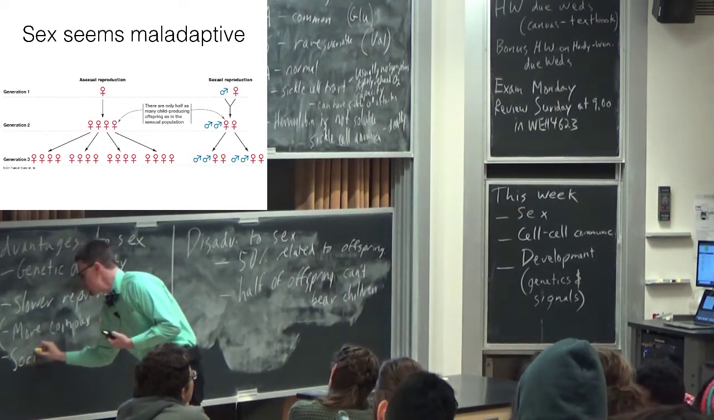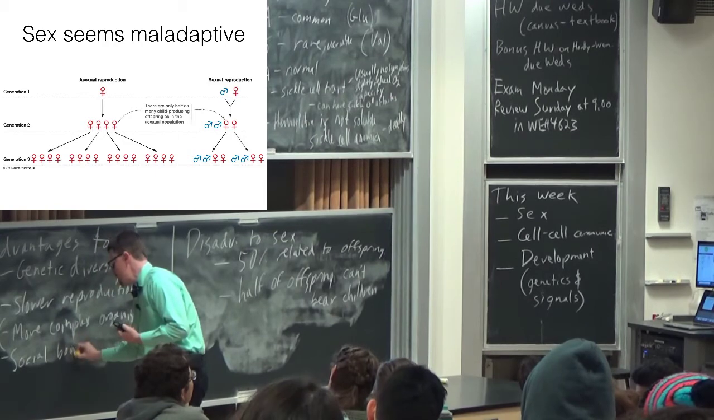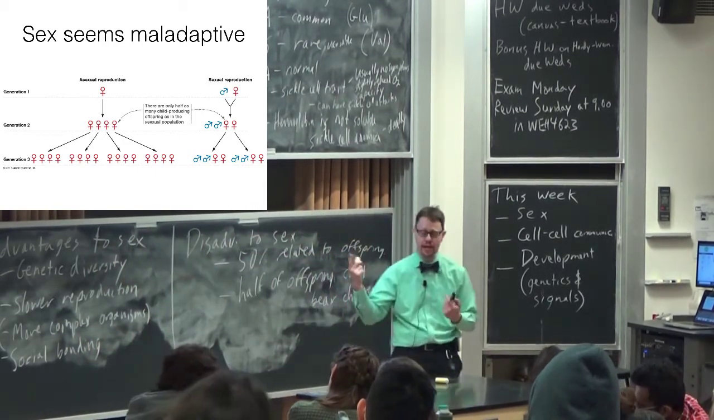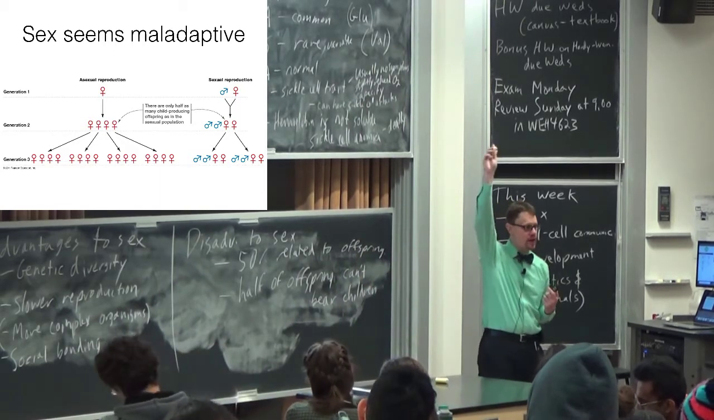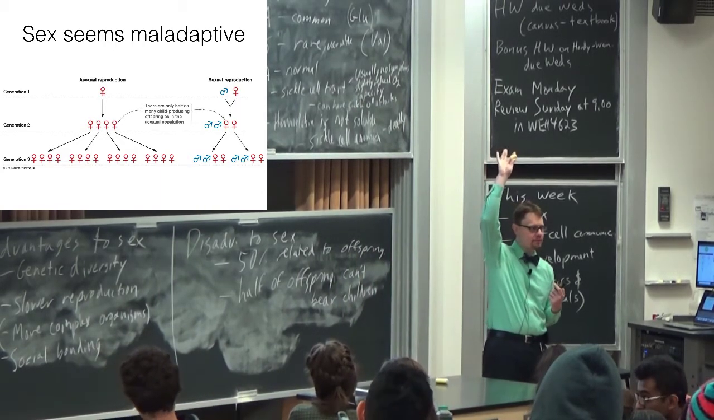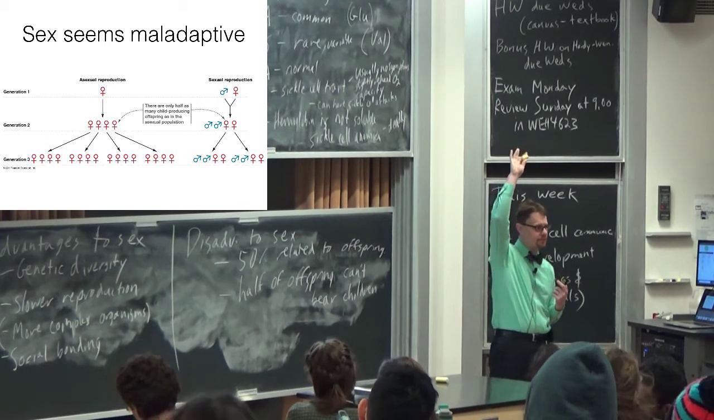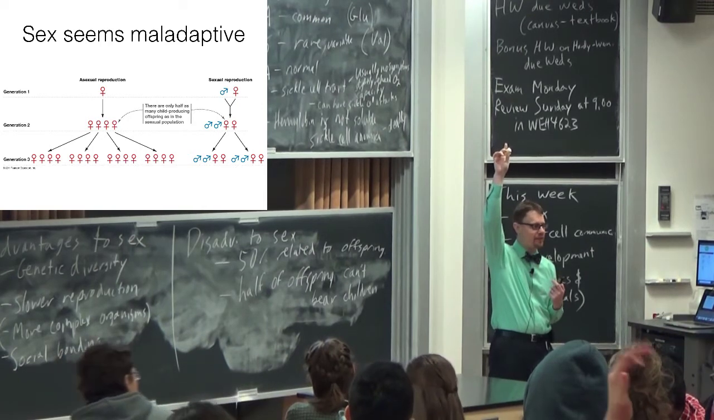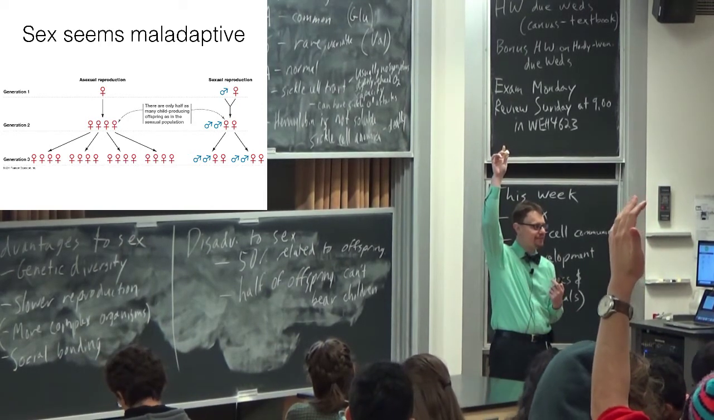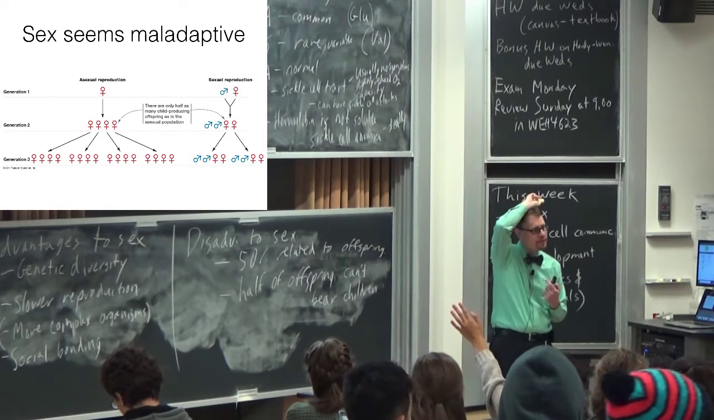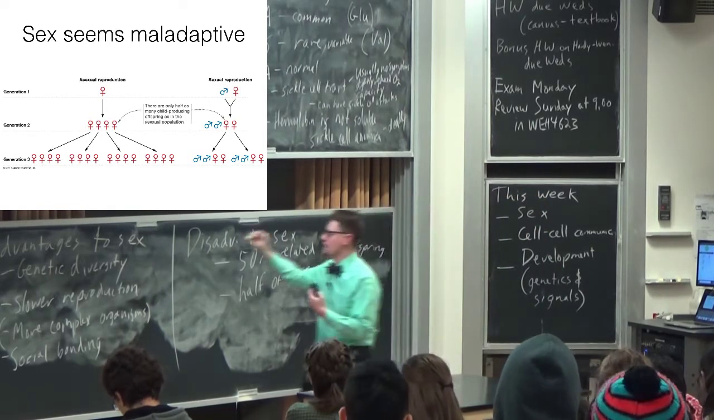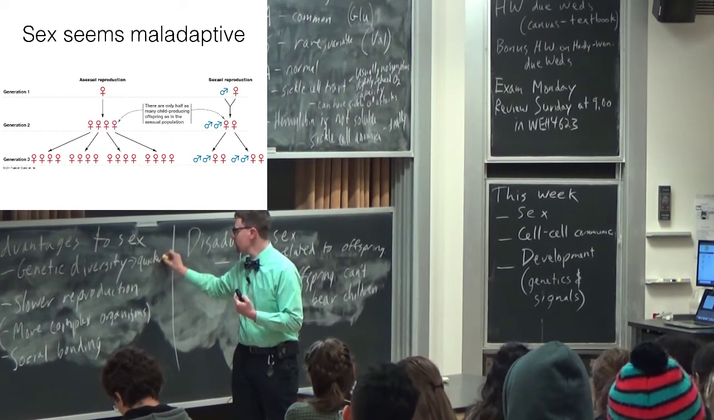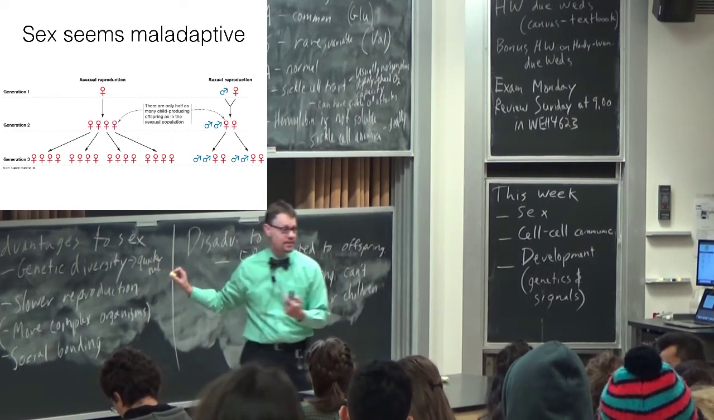Yeah, so social bonding. This might be why those female whiptail lizards do this sort of sex-like behavior. Other thoughts about this? I know I heard a couple other ideas out there while I was walking around. Quicker evolution, yeah. Right, so quicker evolution. We'll come back to that in just a second.